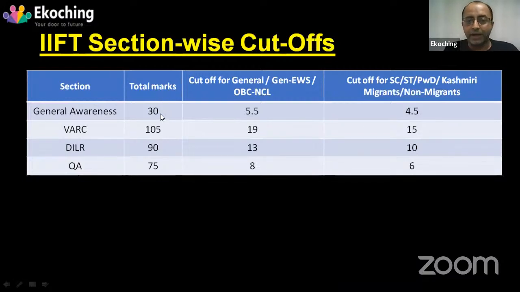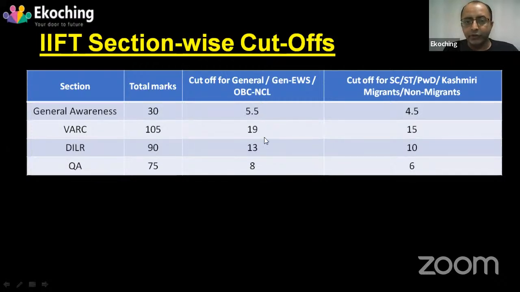General awareness 30 marks है. If you are a general category you require 5.5 marks. So typically आपको around 4 से 5 क्वेश्चन सही करने हैं, right? Maybe say 4 to 5 questions, not 5 to 6, because एक क्वेश्चन का 1.5 मार्क है. So around 4 questions out of 30 marks you are getting 5.5 in your general awareness.